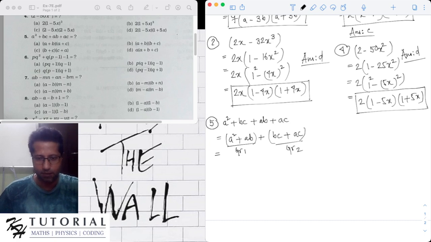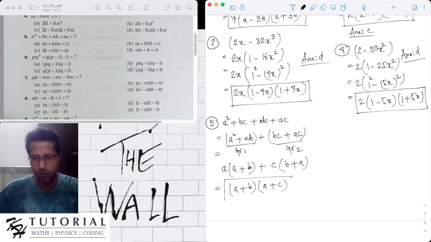So I can factor out a from the first group, and I get a multiplied by a plus b. And I can also factor out c from the second group, and it becomes c multiplied by b plus a. Now I can see that both the groups have a common factor of a plus b, and hence the final factorization will be a plus b multiplied by a plus c. So this is the final factorization, and hence the correct choice is choice A.